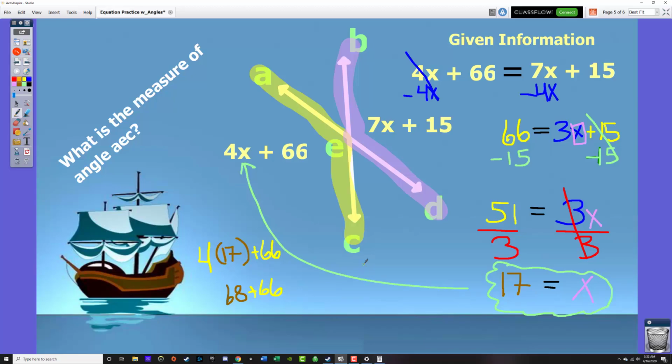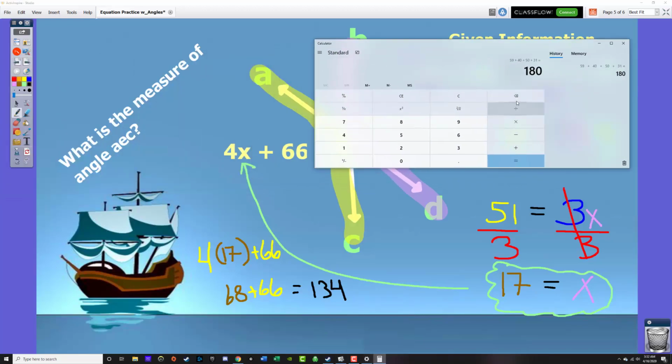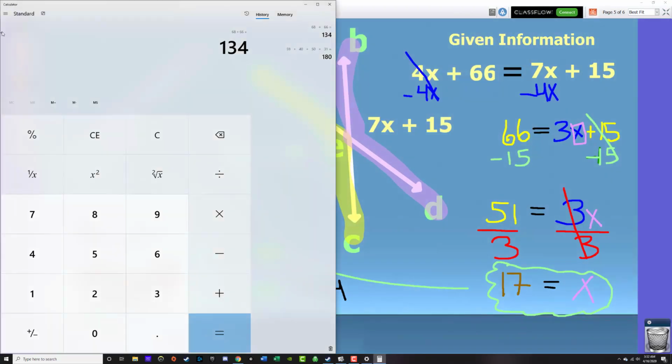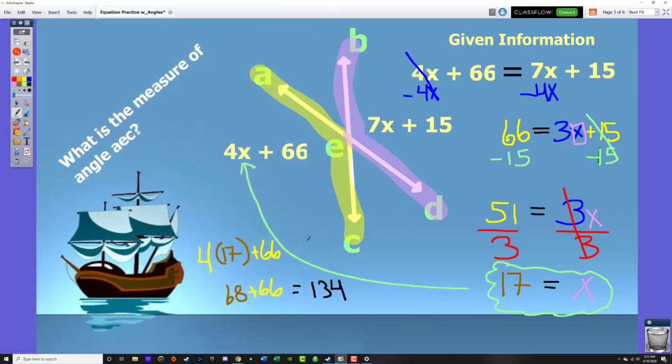Okay, and 68 plus 66 gives us a total of, I believe, 134. Let's double check. 68 plus 66. Yes, 134. Okay, so the measure of angle AEC is equal to 134 degrees. And that, ladies and gentlemen, is our final answer.